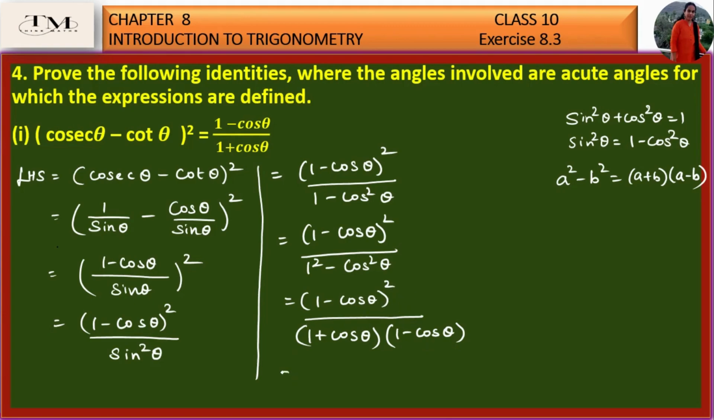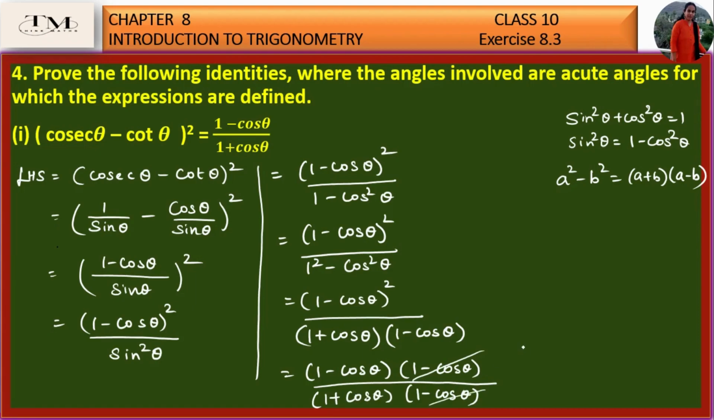The numerator is 1 minus cos theta into 1 minus cos theta, since power 2 means we multiply 2 times. In the denominator we have 1 plus cos theta into 1 minus cos theta. So 1 minus cos theta gets cancelled. We are left with 1 minus cos theta divided by 1 plus cos theta in the numerator and denominator, which is the right hand side that we proved. Okay children, understood?